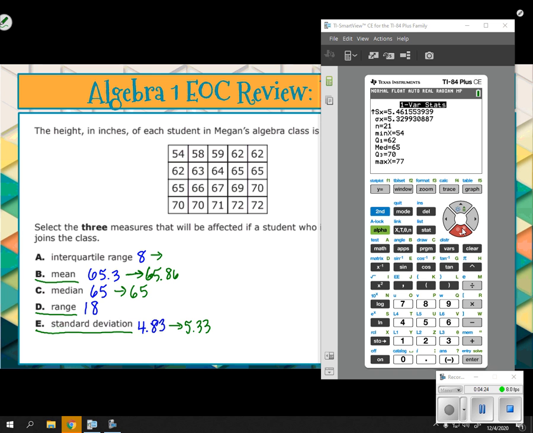Okay, so our range is 77 minus 54, which is 23. And our interquartile range is 70 minus 62, which is 8. So yes, the ones that are sensitive to outliers are the three that we should expect to change. The mean, the range, and the standard deviation are all sensitive to the outliers.